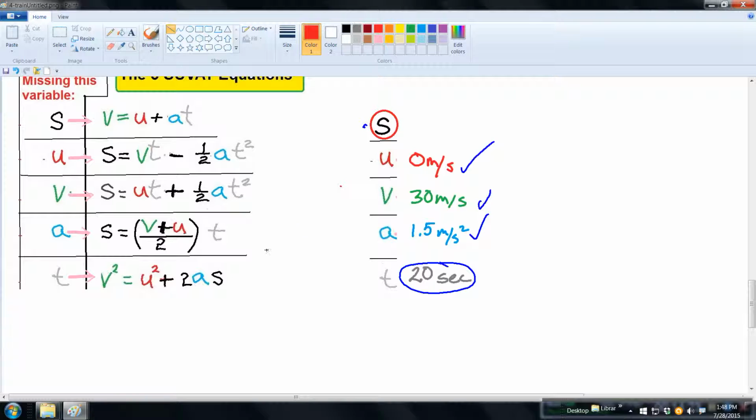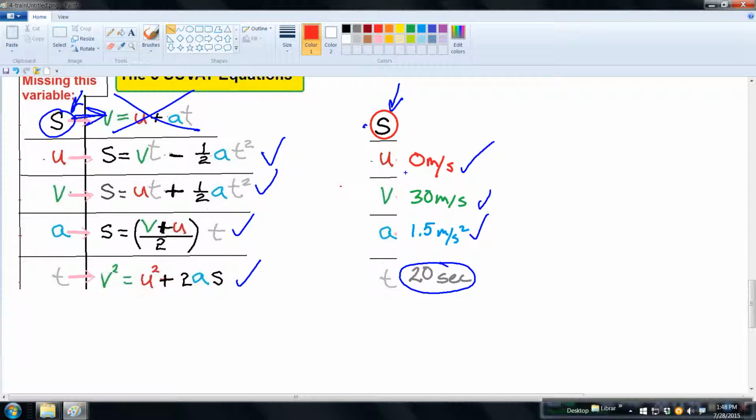So this is where you really have to have in your mind these equations well memorized. And the thing to know when you have 4 bits of information is you can use 4 different equations here. There's just one you can't use. So which one can't you use? Well, you can't use the one that's got the s affiliated with it, because that's the missing variable in this equation. So we can't use that equation. So we can use this one, this one, this one, or this one to find the displacement.